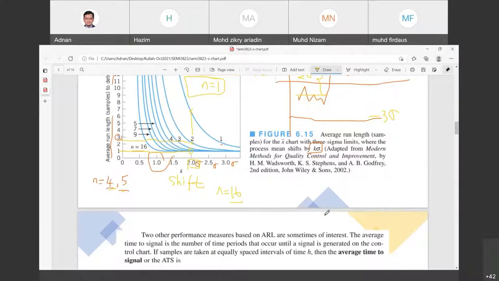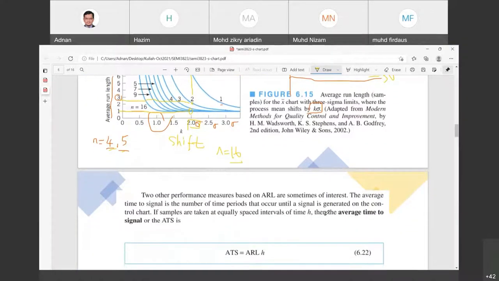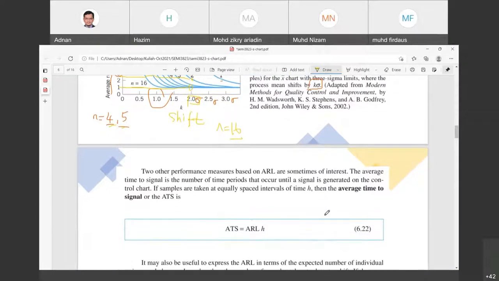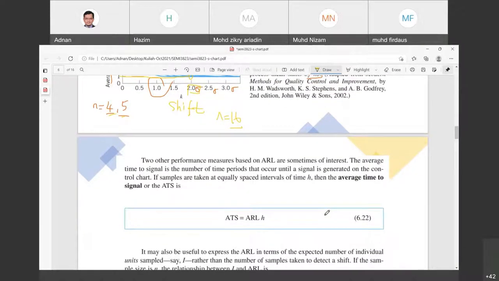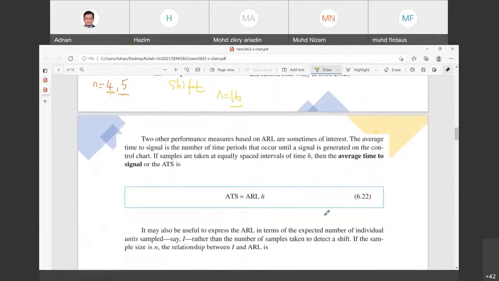So it's good to have more samples taken, but actually more samples taken is costly. Because every time we take a sample, we do testing on the sample, it is costly, but that's why some people try to use a small sample size.